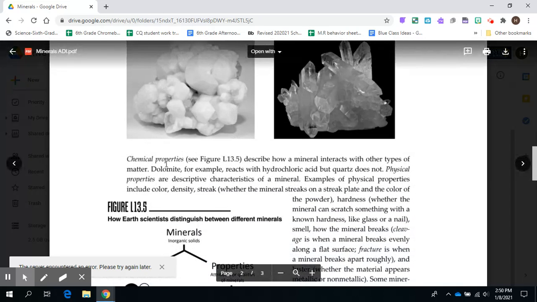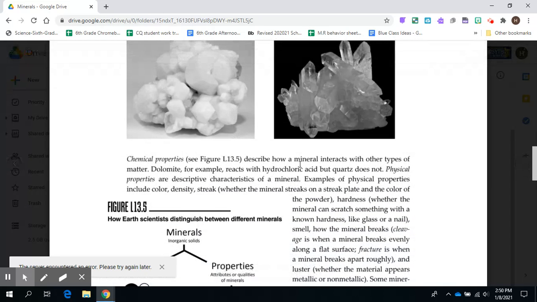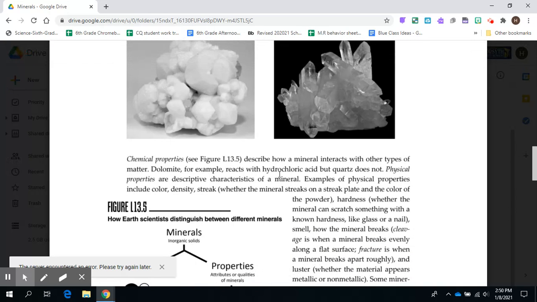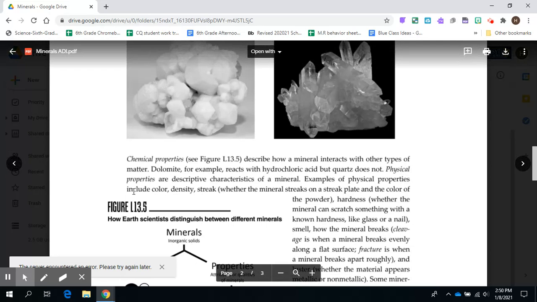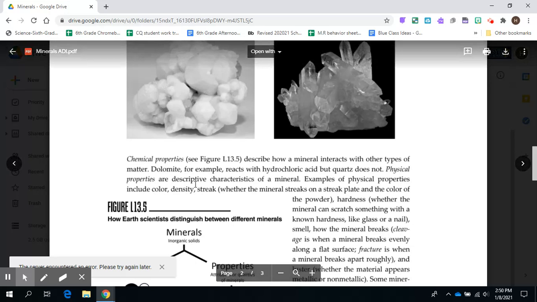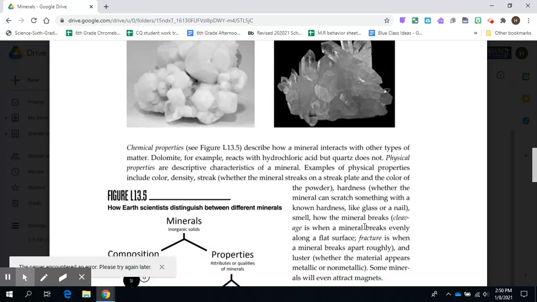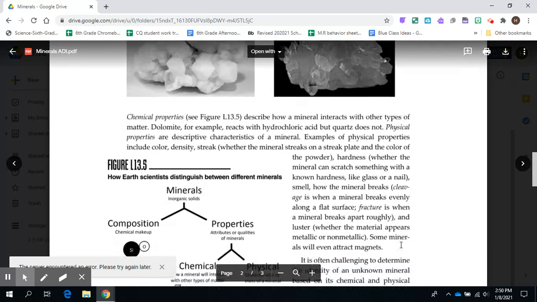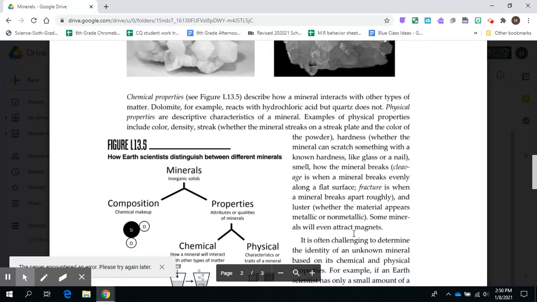Chemical properties describe how a mineral interacts with other types of matter. Dolomite, for example, reacts with hydrochloric acid, but quartz does not. Physical, this is where we're really going to focus our lab on. Physical properties are descriptive characteristics of a mineral. Examples of physical properties include color, density, streak, hardness, smell, and how the mineral breaks, cleavage and fracture, and luster. Some minerals will even attract magnets.